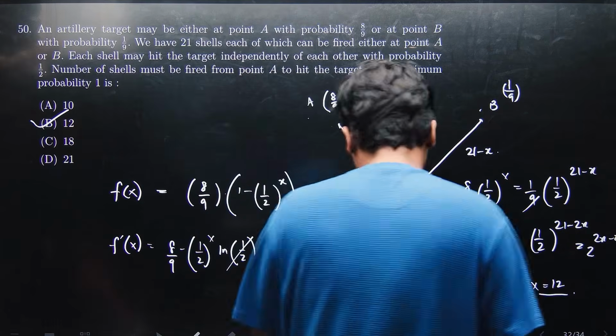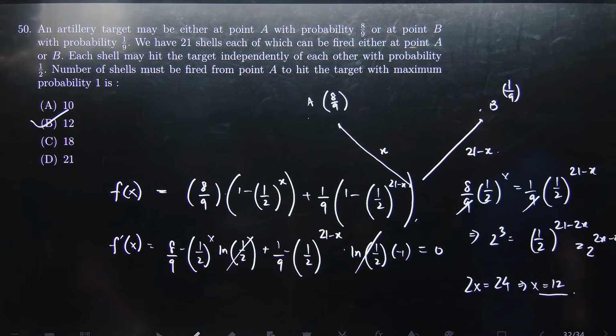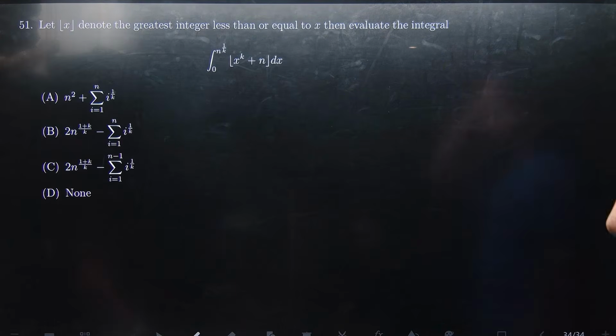Okay, so that takes care of 50 important questions. Let's look at one bonus one. Okay, find this integral from 0 to n to the power 1 by k of floor of x to the power k plus n.